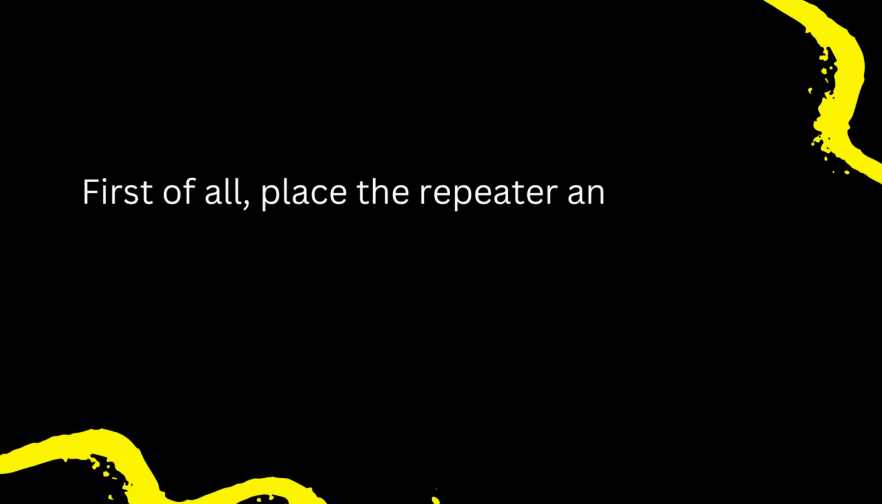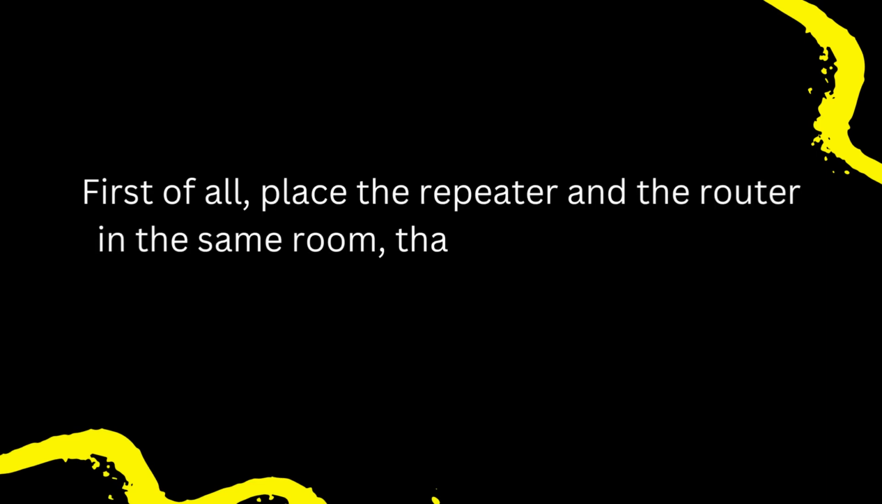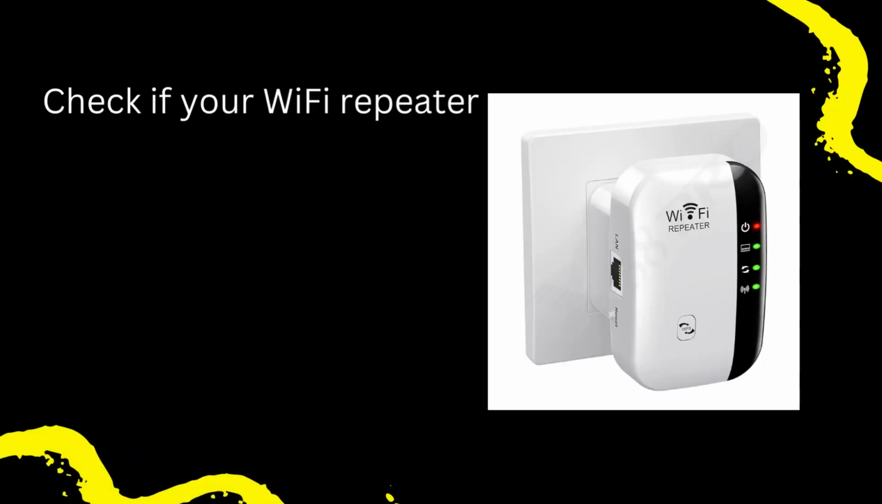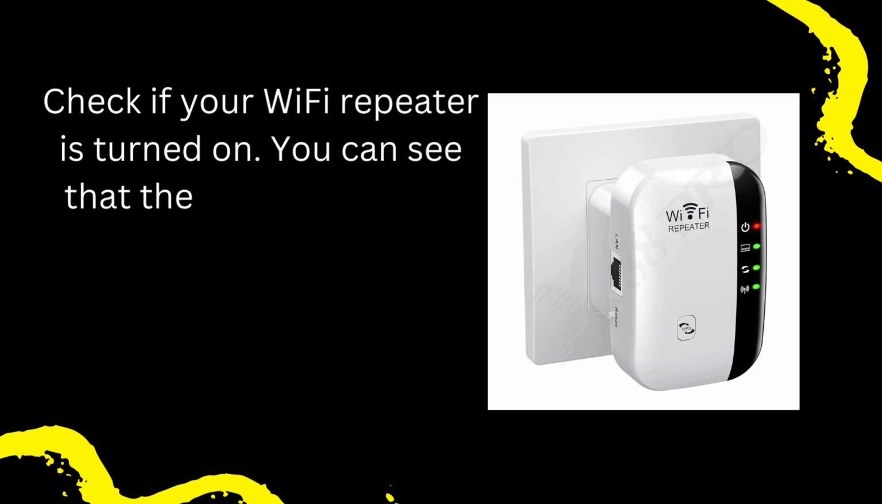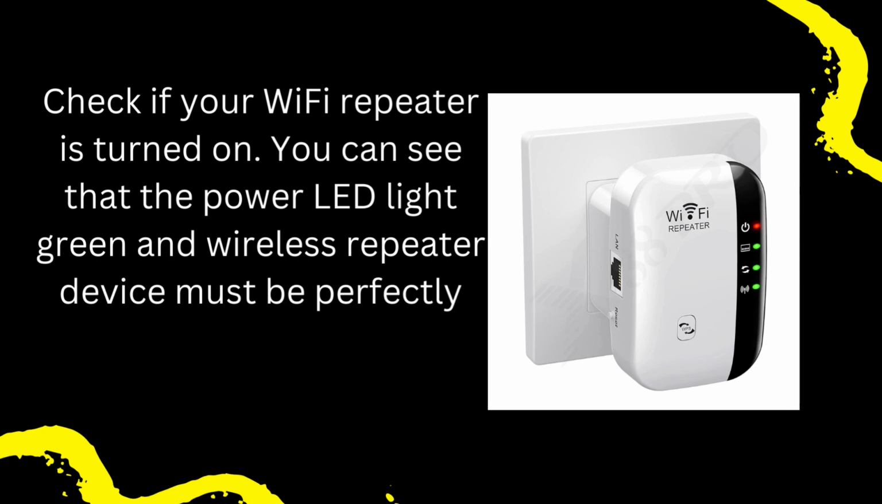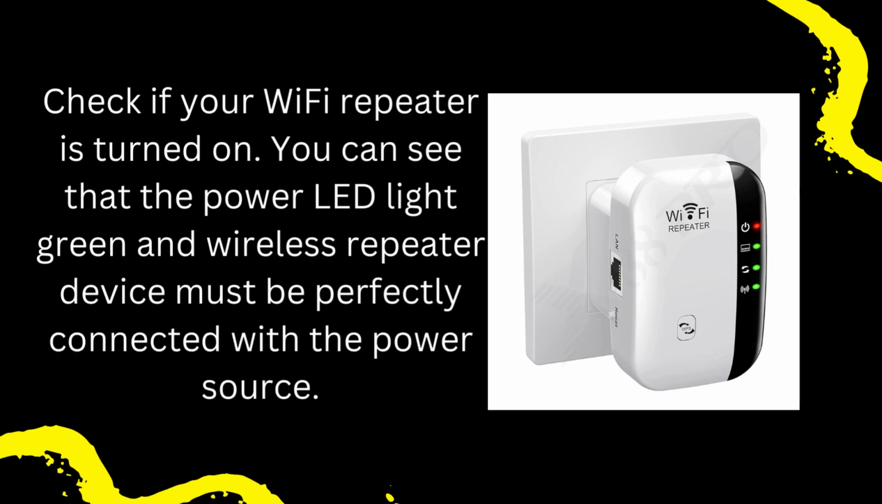First of all, place the repeater and the router in the same room, that router whose range you want to boost. Check if your Wi-Fi repeater is turned on. You can see that the power LED light is green, and the wireless repeater device must be perfectly connected with the power source.